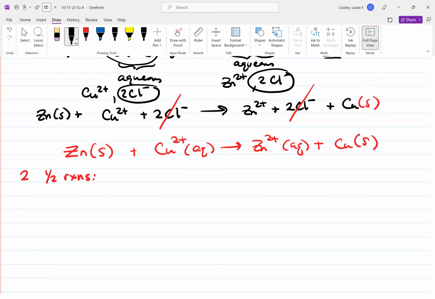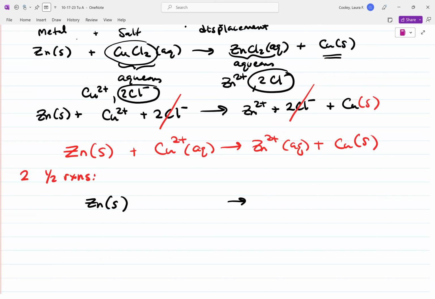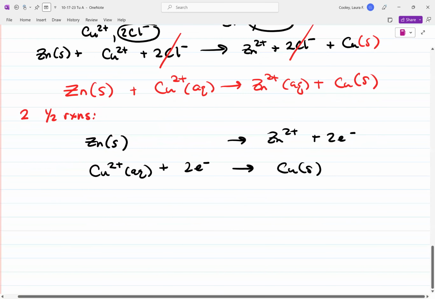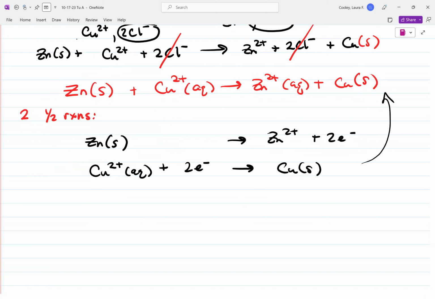You have zinc solid going to zinc 2 plus plus 2 electrons. So it lost those electrons. Then you have copper in the form of aqueous copper ions picking up those 2 electrons and forming copper solid. In fact, if you add these two up, you exactly get this one here. This is the sum of these two things, because the electrons would cancel.